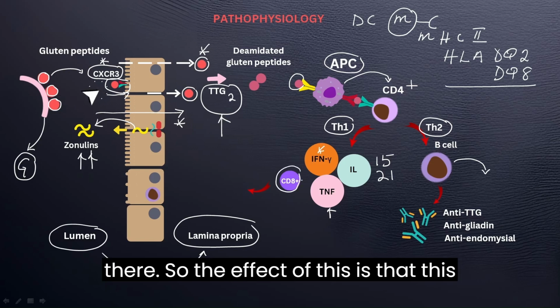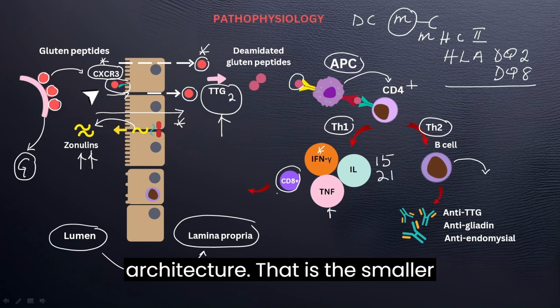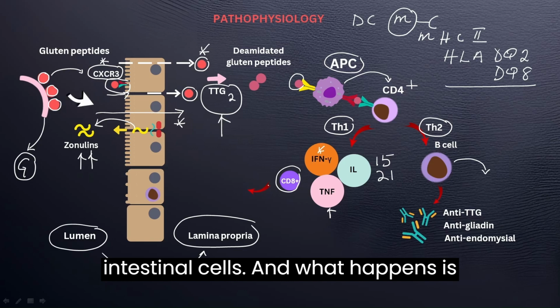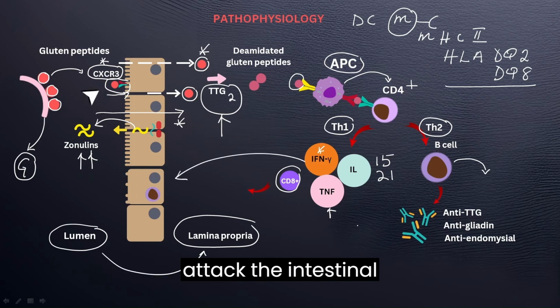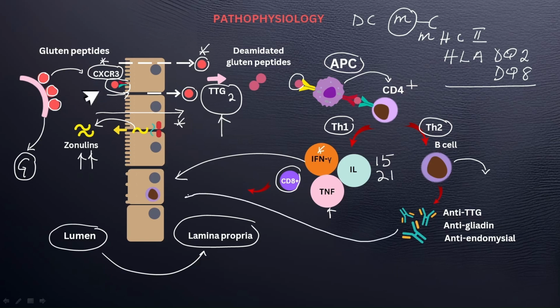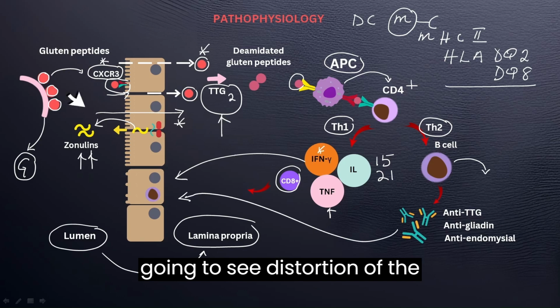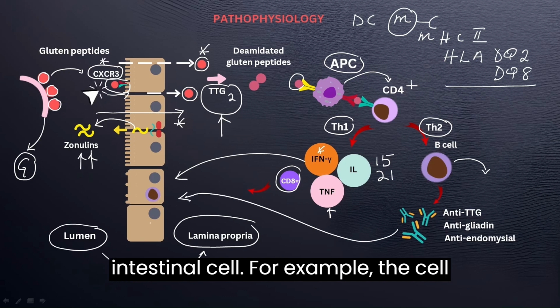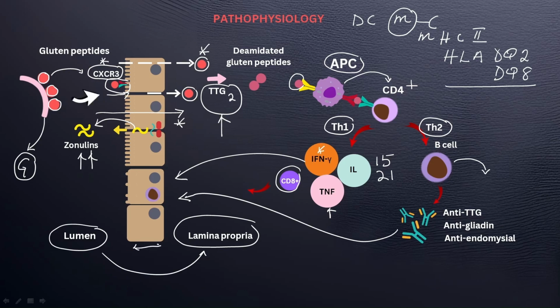So the effect of this is that this is directed towards the intestinal architecture, that is the smaller intestinal cells. And what happens is that this goes in there to attack the intestinal cells. So what are we going to see? We're going to see distortion of the intestinal cell. For example, the cell itself may decrease in height.